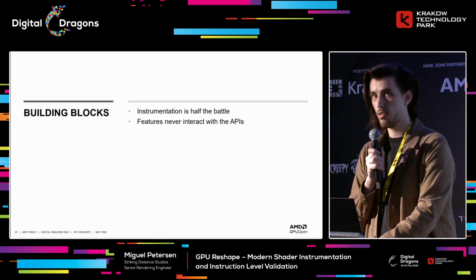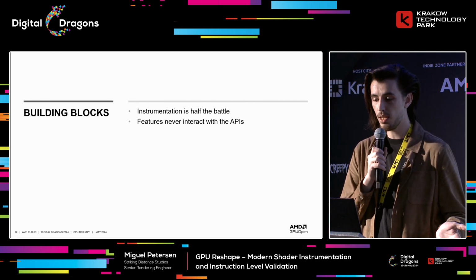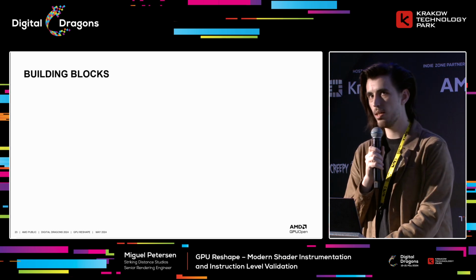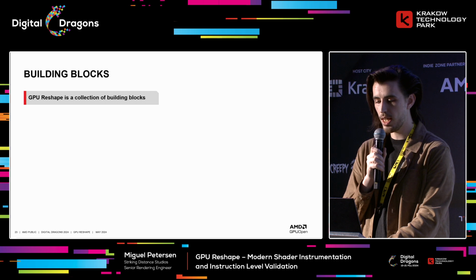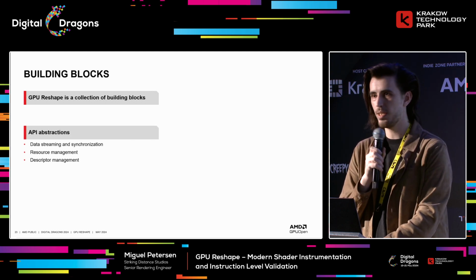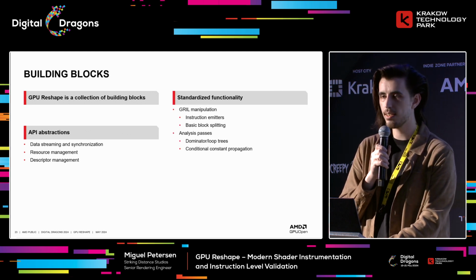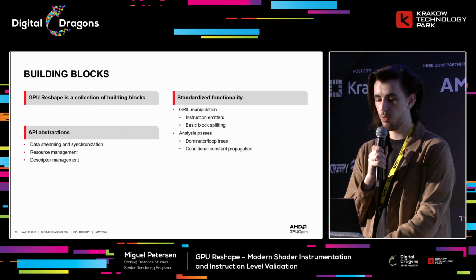So instrumentation in and of itself is half the battle. The features never interact with the APIs themselves, so that has to be abstracted as well. And think of Reshape as a collection of building blocks. On one hand, we have the API abstractions, such as data streaming, descriptor management, fence management, everything you can really imagine, right? And on the other side, we have essentially standardized functionality using these abstractions. This may be commonplace GRIL manipulation, where GRIL is the language, or analysis of shader operations.